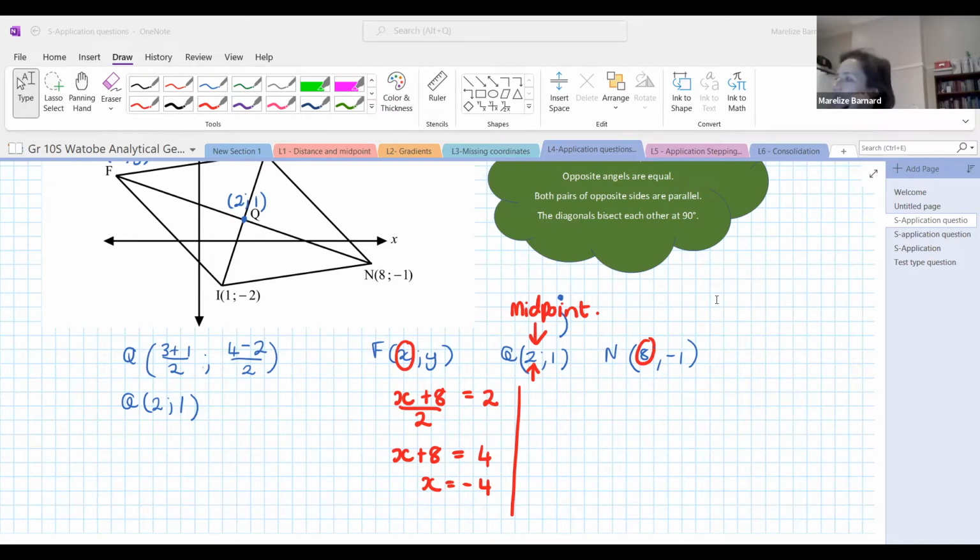Thanks, Monete. I'm going to do the answer in a bit. I want everyone to now try this. Find the Y coordinate on your own.